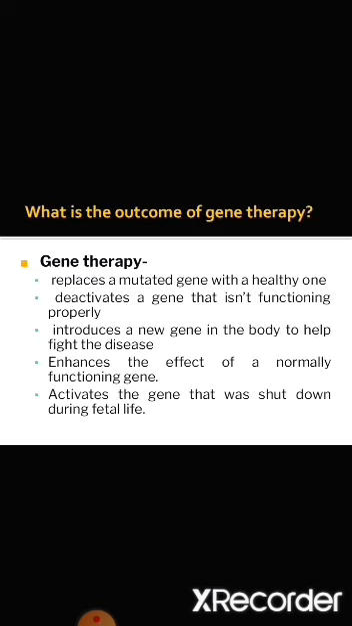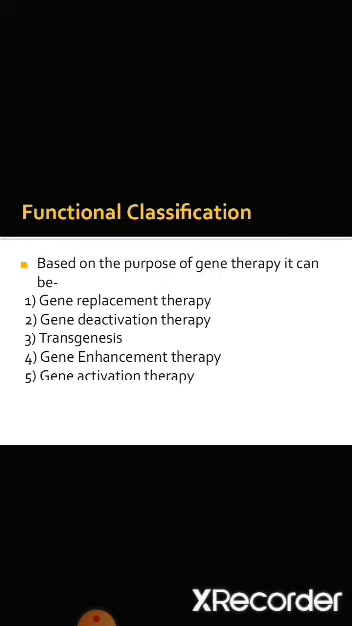What are the outcomes of gene therapy? It replaces a mutated gene with a healthy one. It deactivates a gene that is not functioning properly, introduces a new gene into the body to help fight off the disease, enhances the effect of a normally functioning gene, and activates a gene that was shut down during fetal life. Based on the purpose, gene therapy can be classified into gene replacement therapy, gene deactivation therapy, transgenesis, gene enhancement therapy, and gene activation therapy.